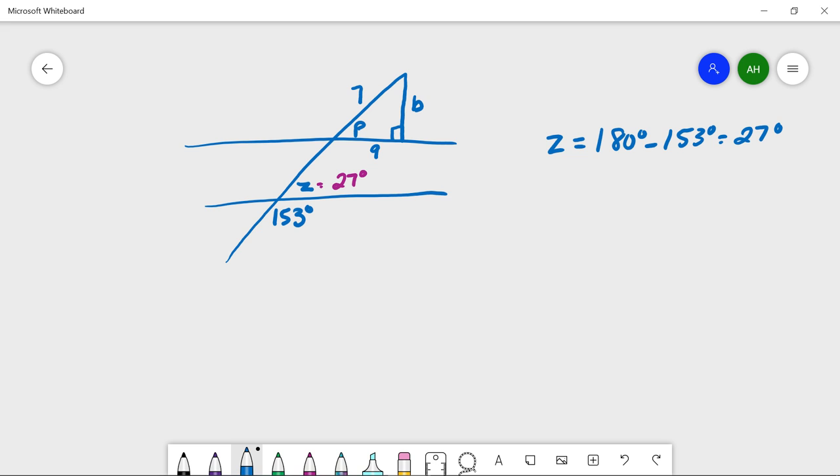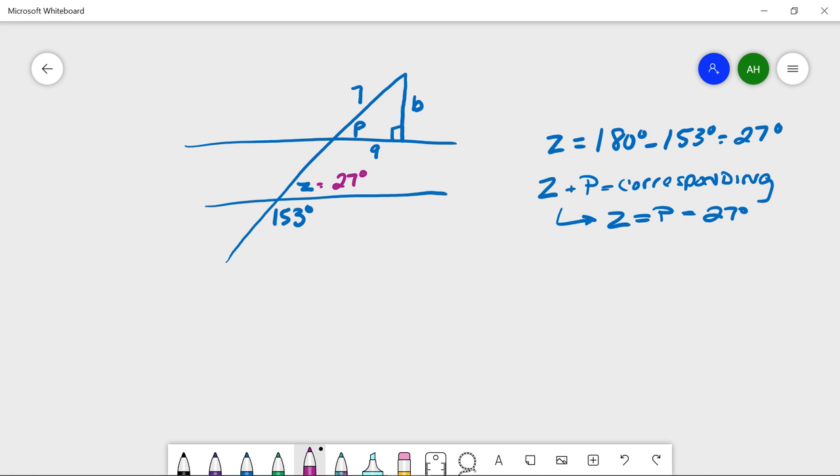We also know, based on the law of transversals, that P and Z are going to be corresponding angles. Sorry, I had to think about that word for just a second. So I know also that Z and P are corresponding. And since they're corresponding angles, I know then that Z is equal to P. So that means that P is also 27 degrees.